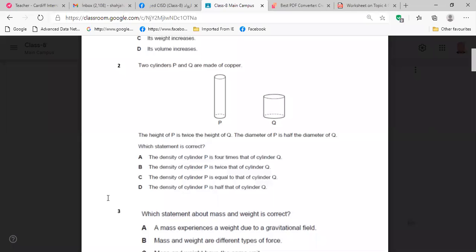Question 2. Two cylinders P and Q are made of copper. The height of P is twice the height of Q. The diameter of P is half the diameter of Q. Which statement is correct? The density of cylinder P is 4 times that of cylinder Q. The density of cylinder P is twice that of cylinder Q. The density of cylinder P is equal to that of cylinder Q. The density of cylinder P is half of that of cylinder Q. So what's your answer?